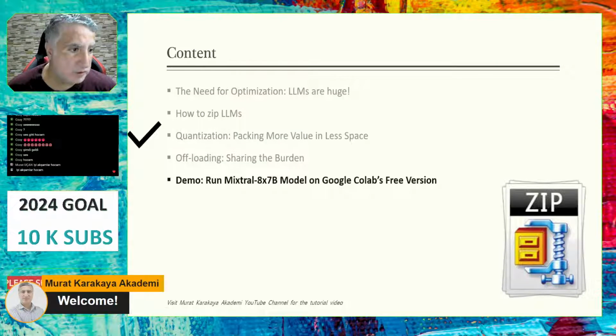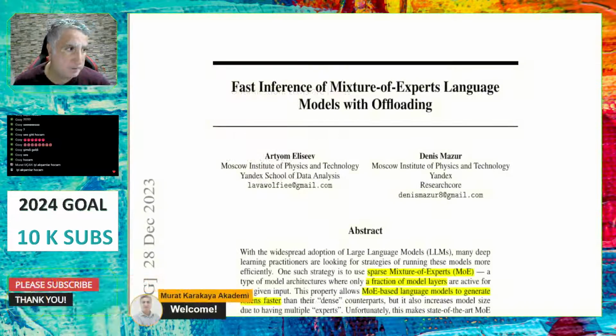Let me continue with the paper. I will not go into the details of the paper, but I would like to share the important part of the paper. The important part is that this offloading strategy or library is specially designed for this sparse mixture of experts model.